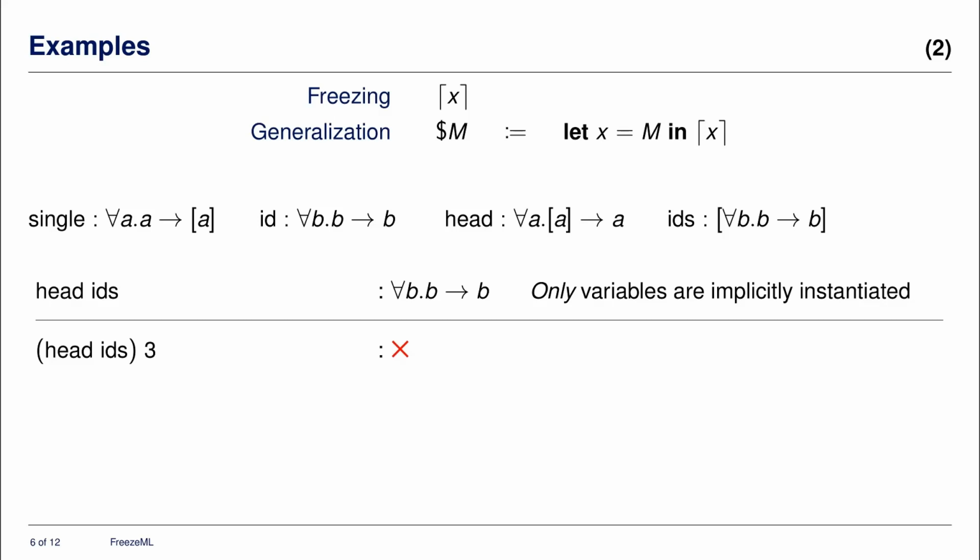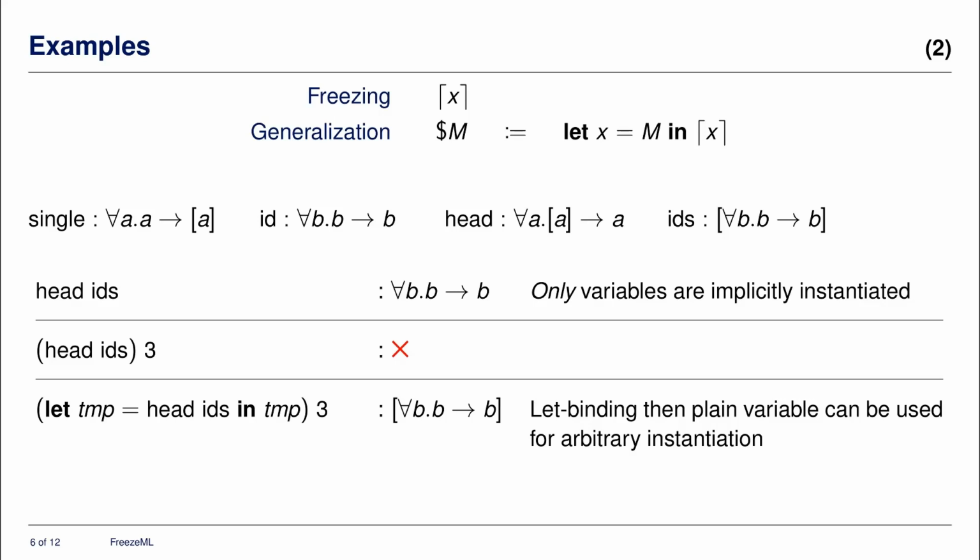The result of head IDs is still polymorphic, there isn't an implicit instantiation going on, so we can't apply it to 3. Now if you do want to instantiate something, we can just use the one construct where instantiation does happen, and that's a variable. So we let bind a temporary variable to head IDs and then return that variable, but without freezing it. That means that this variable will then be instantiated.